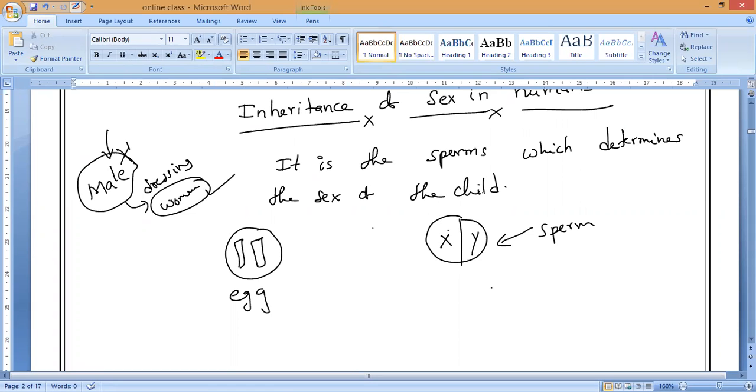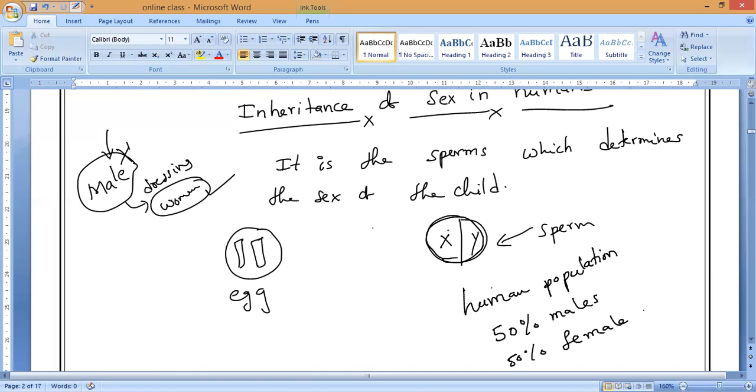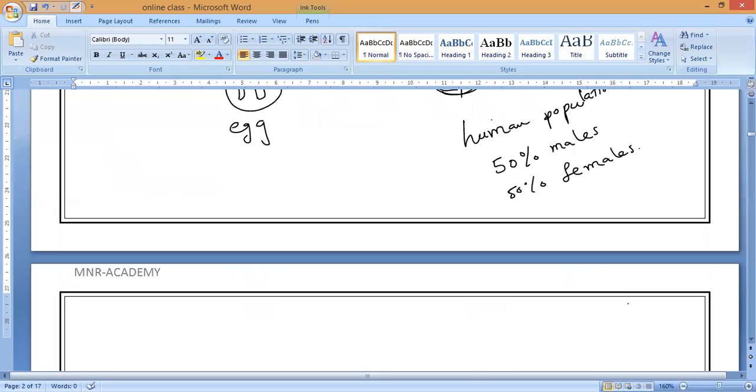That is the reason why, even in the human population, maybe nowadays the girl ratio is decreasing because of female infanticide and so on. But almost, because the sperm contains 50% X and 50% Y, the human population is roughly 50% males and 50% females. So that is what you need to remember.